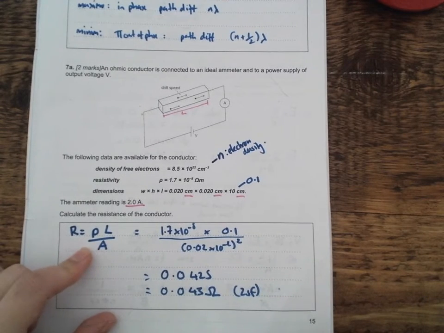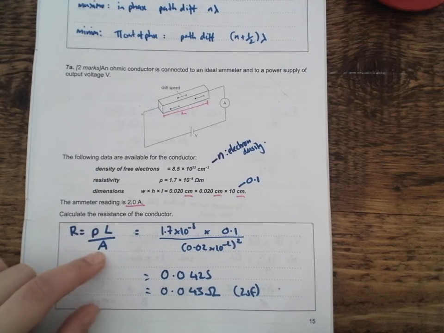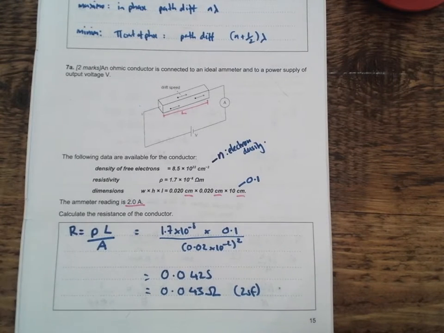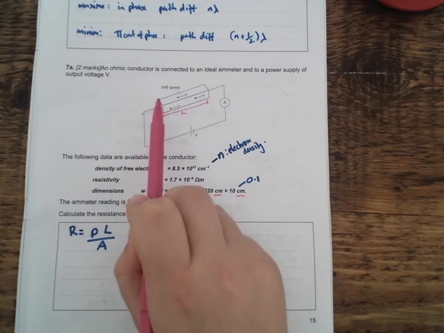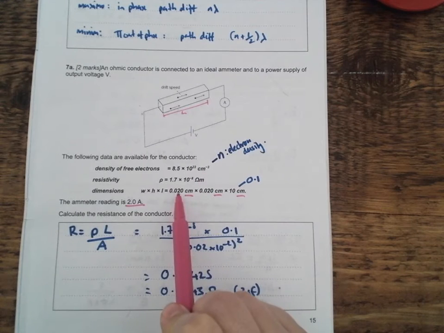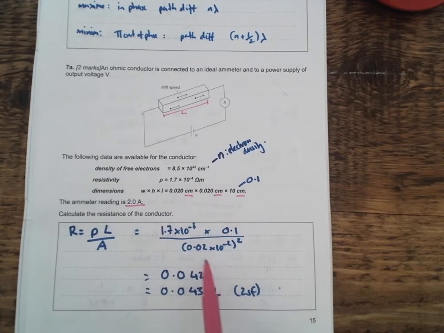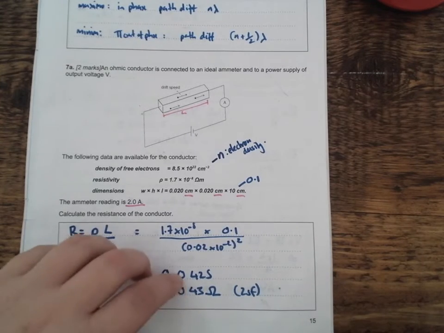Again, I'm using my resistance equal to resistivity, length divided by area equation. At this point, I just need to sub in my values. So my resistivity from above, my length was 0.1, because that is given in centimetres and I'm putting it into metres. And then the area, which is the cross-sectional area, so that's 0.2 centimetres times 0.2 centimetres. So I did 0.2 times 10 to the minus 2 to account for the centimetres, and then squared it all, which gave me 0.043 ohms given to 2 significant figures.